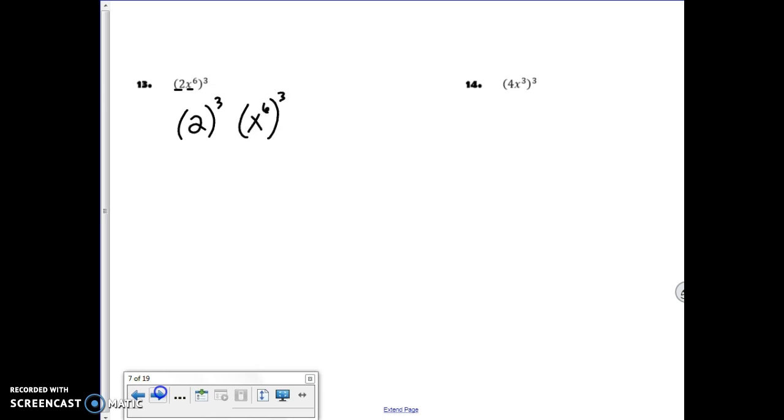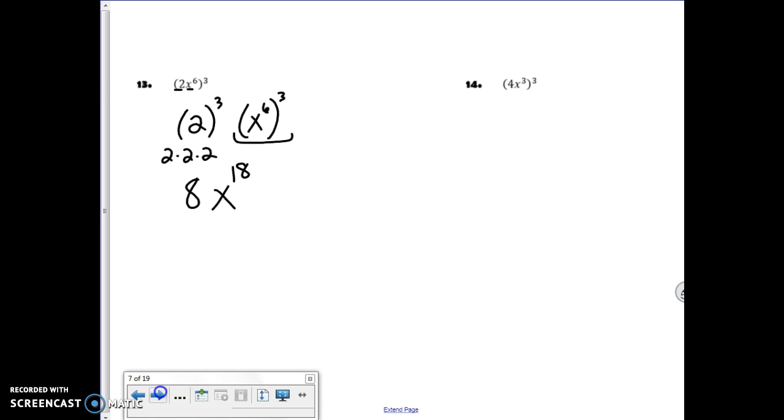So 2 to the 3rd, that is not 6. That is 2 times 2 times 2. 2 times 2 is 4. 4 times 2 is 8. All right, so now this looks familiar. This looks like one of the problems that we did earlier. 6 times 3 is 18. 8x to the 18th is your final answer for that one.